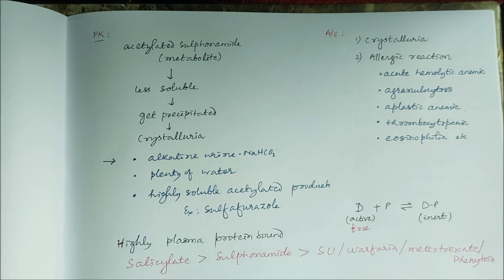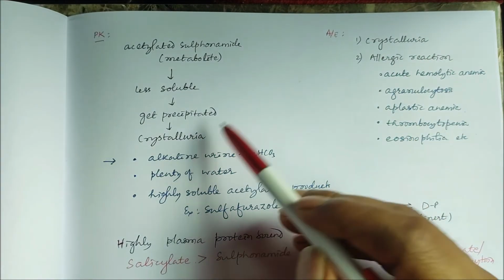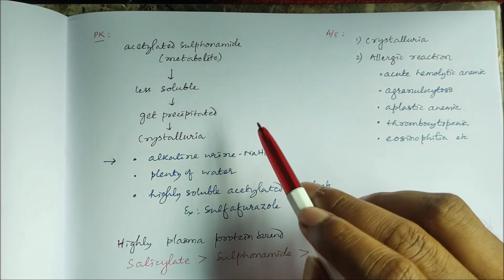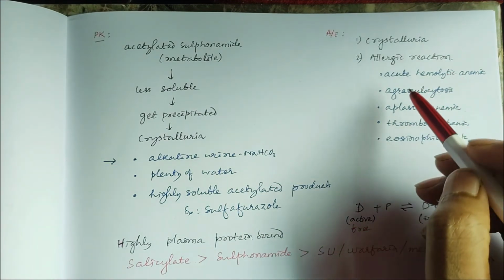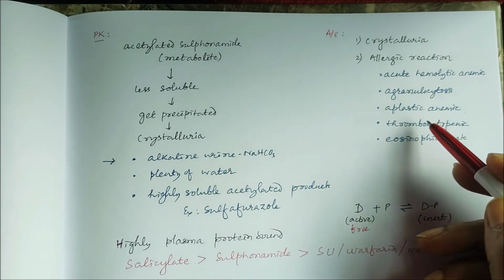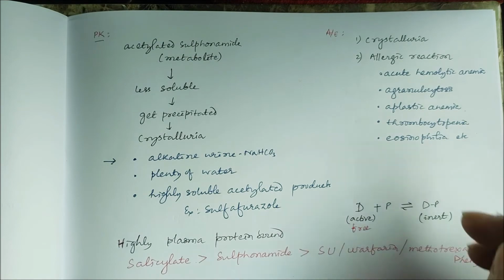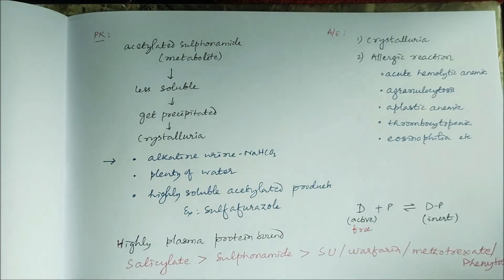Because of this plasma protein binding affinity, there can be drug interactions when sulfonamides are given along with all these drugs. If you see the adverse effects, first is crystalluria, and second, sulfonamides are prone to allergic reactions. They can produce acute hemolytic anemia, agranulocytosis, aplastic anemia, thrombocytopenia, eosinophilia. So these are all allergic reactions associated with sulfonamides.